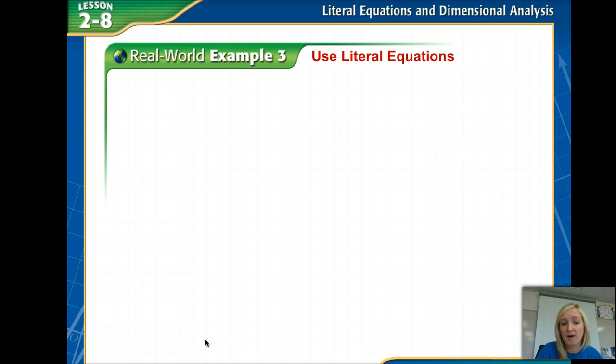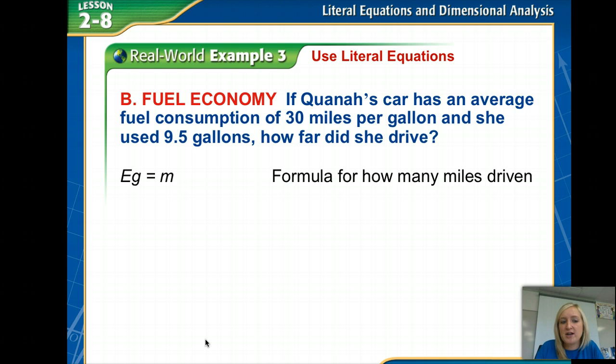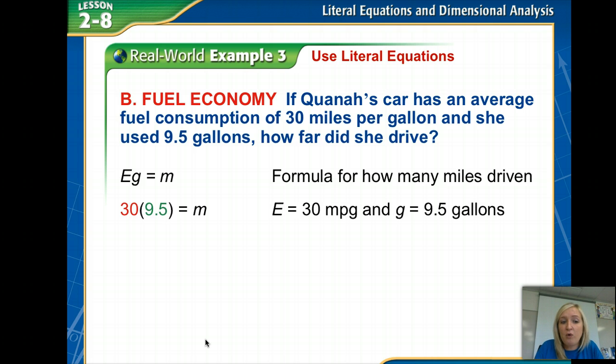The second part of the problem says, if Quanah's car has an average fuel consumption of 30 miles per gallon and she has used 9.5 gallons, how far did she drive? Well, we're going to go back to that equation of E times G equals M, which is the formula for how many miles she's driven. So we're going to plug in 30 for our E and 9.5 for our G. We multiply them together and we get 285 miles.